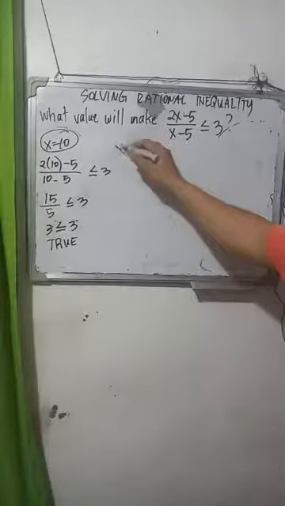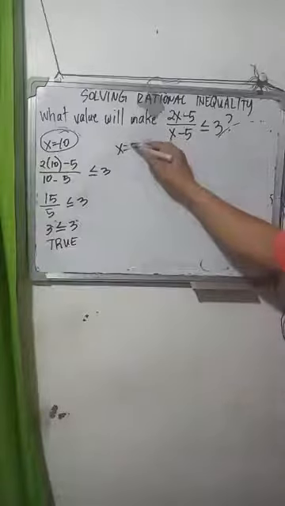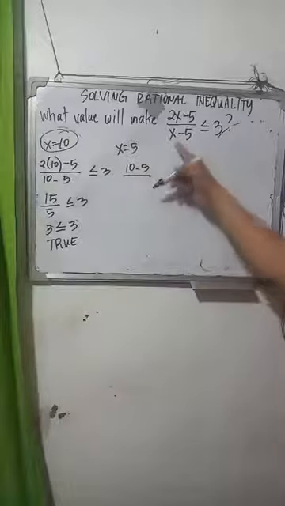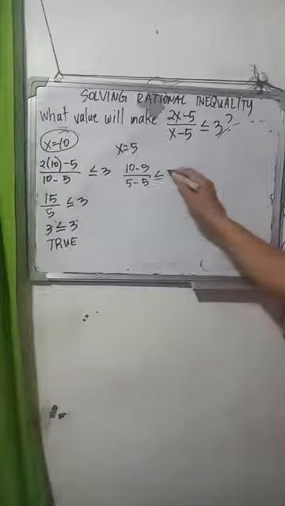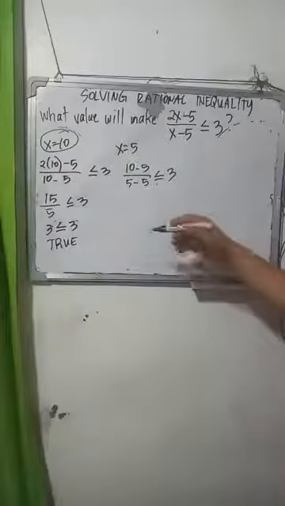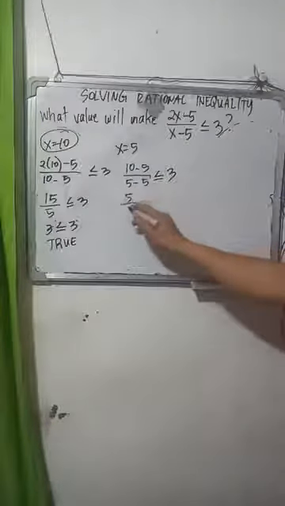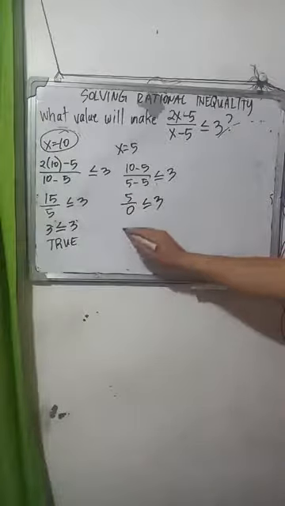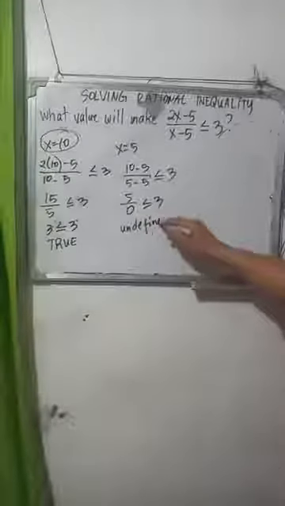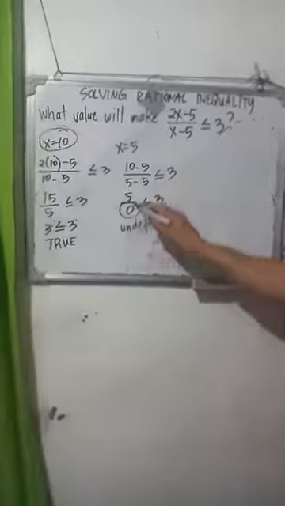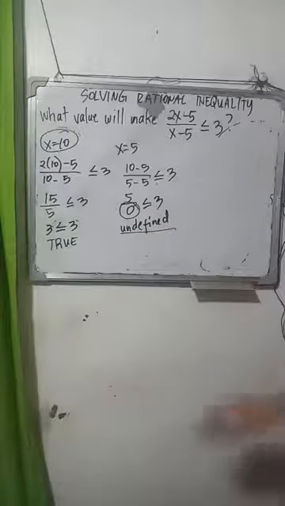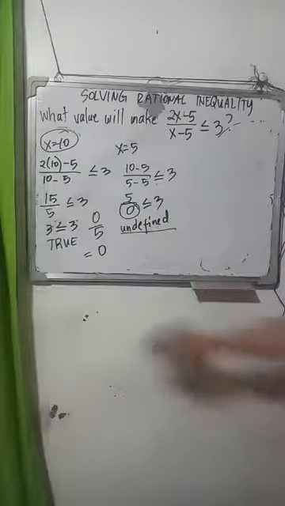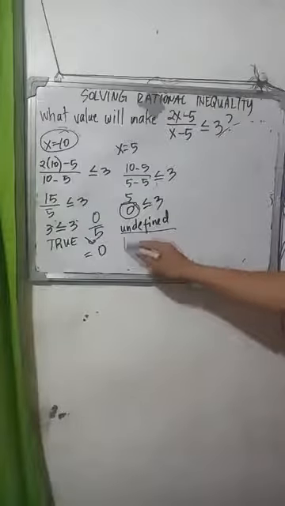What if when x is positive 5? So 2 times 5, that is 10 minus 5 over 5 minus 5 less than or equal to 3. Shortcut natin. Substitute agad. So 10 minus 5, that is 5 over 0 less than or equal to 3. So 5 over 0, that is undefined. Bakit undefined? Pag ang denominator is 0, automatically that is undefined. How about 0 over 5? What is your answer? Okay, that is 0. Tandaan yan ha, pagkakaiba. Undefined. So that is false.